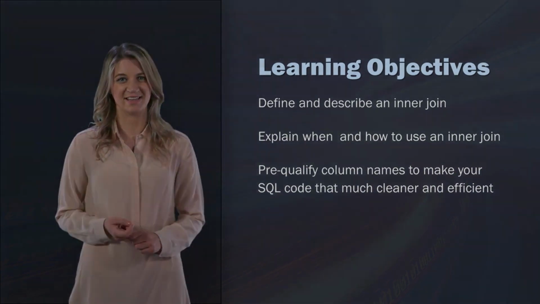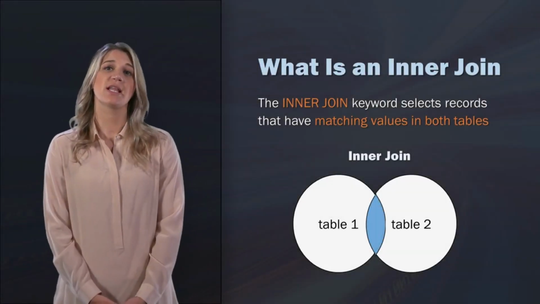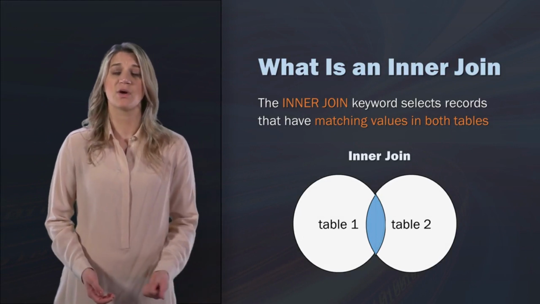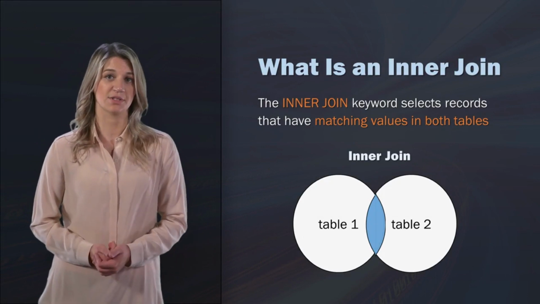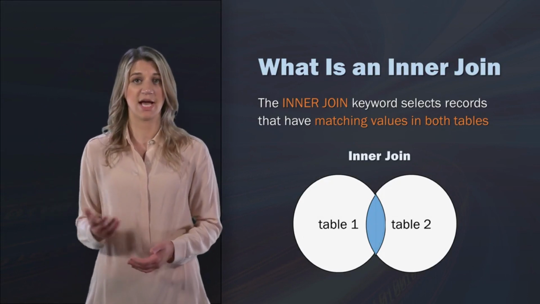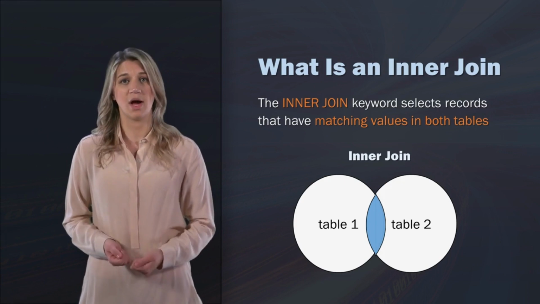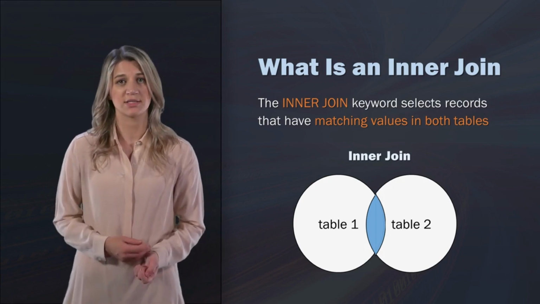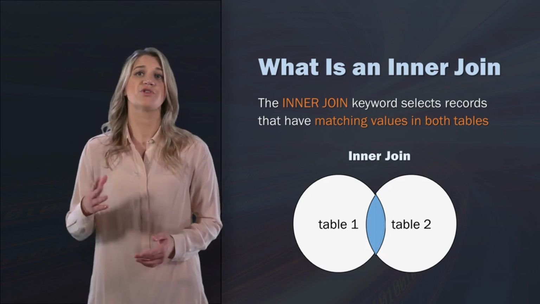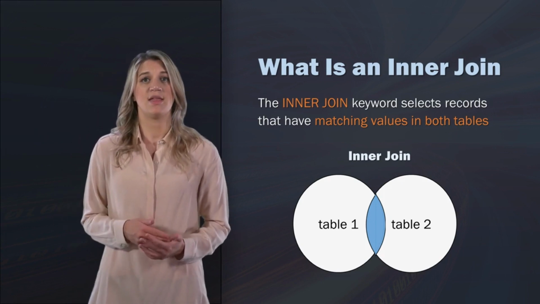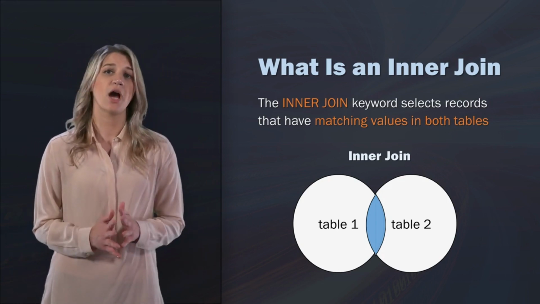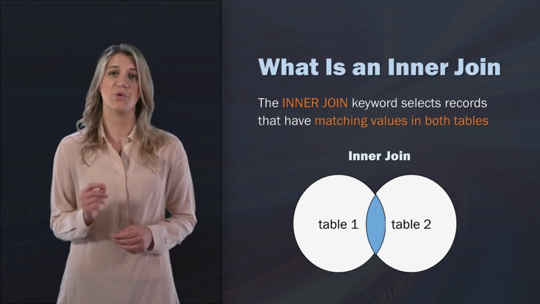Great, so let's begin. An inner join is used to select records that have matching values in both tables. So this is where keys become really important in tables. As you can see by the diagram here, we have table 1 and table 2, and what it's going to return is only the records that are matching in both. So it's going to look for that key in that link, and even if there are more records in table 1, it's not going to bring those back. It's just going to bring back the matches.